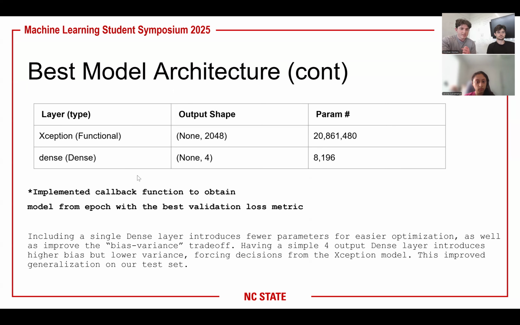So instead, we decided to stick with the baseline Xception model and a dense layer, and then implemented a callback function to obtain the model from the epoch with the best validation loss. And this addressed the overfitting and gave us the best accuracy we had seen.